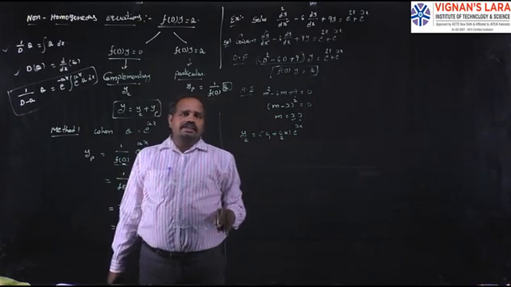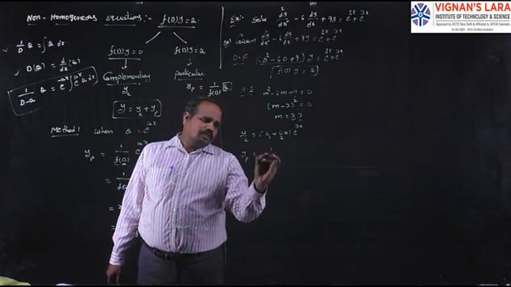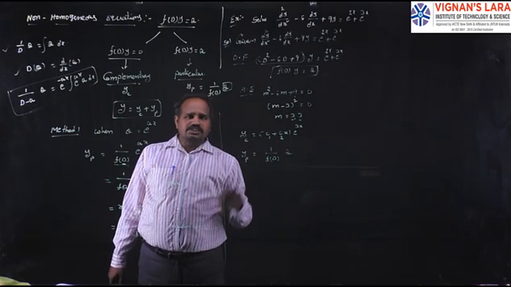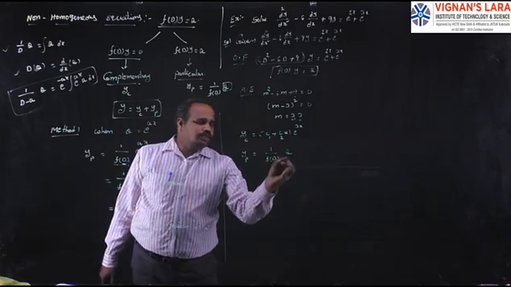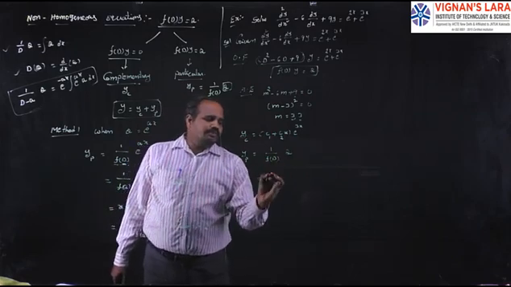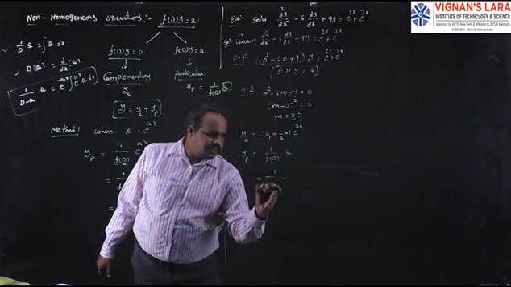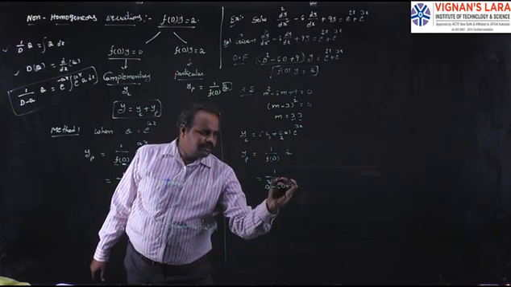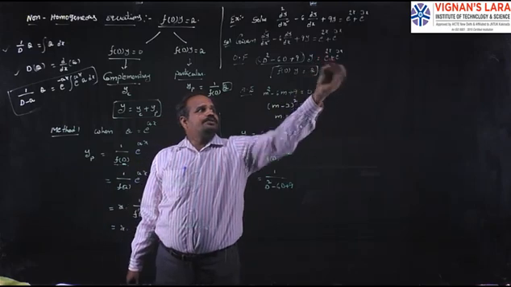Now we evaluate the particular solution. What is the formula for the particular solution? 1 by f of d into q. This is the general formula for the particular solution, and we always write this one. The method will vary depending on q. What is f of d? d square minus 6d plus 9 into q. What is the value of q?